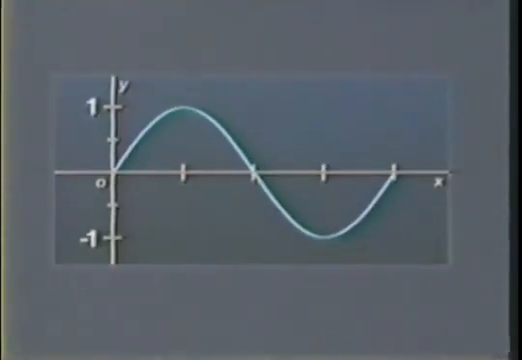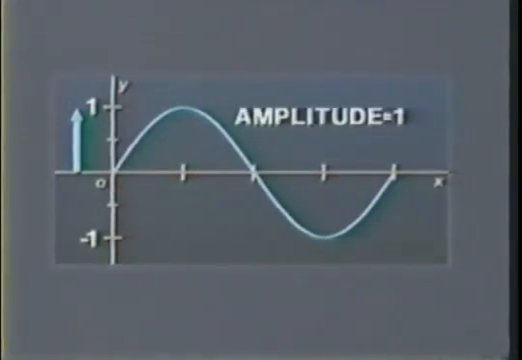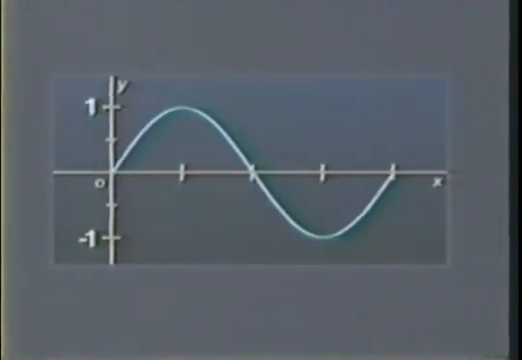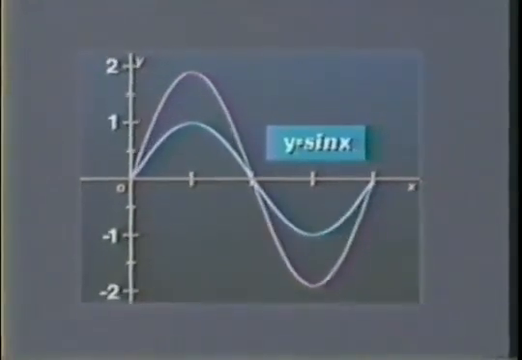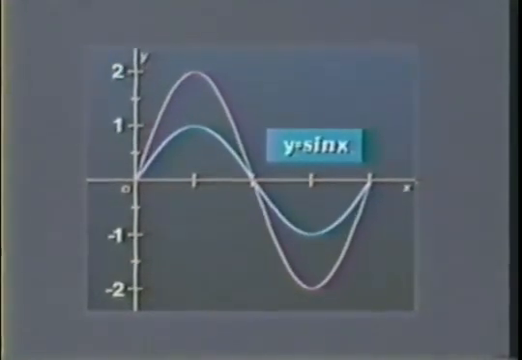The amplitude of a wave is 1/2 the distance between the highest and lowest peak. In this case, a peak-to-peak distance from +1 to -1 is 2 units. Divided by 2, the amplitude is 1. This curve is y equals sine x, but how would we describe this new sine curve? We don't know its equation, but we can see its amplitude is 2 units.